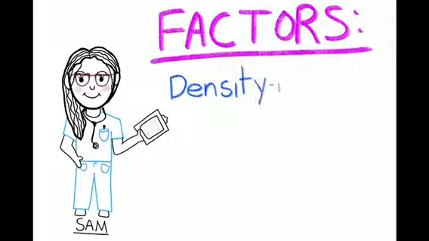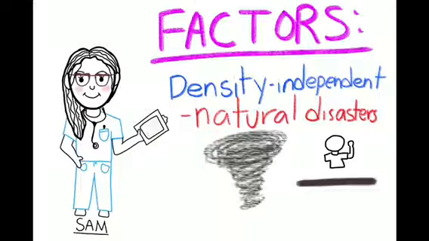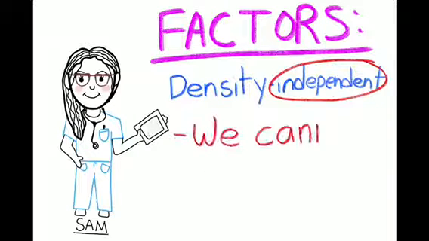Density independent would include natural disasters like earthquakes and hurricanes, events that we cannot control because we cannot stop hurricanes or earthquakes. This is why it is independent, because we have no control over it.